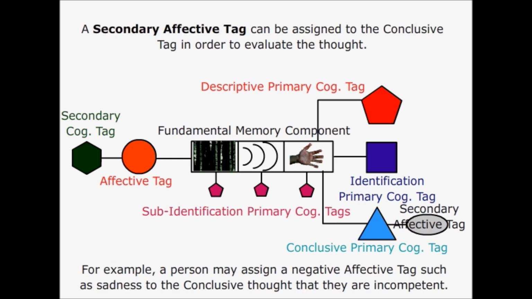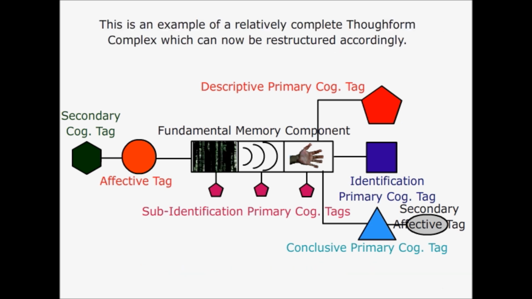A secondary affective tag can be assigned to the conclusive tag in order to evaluate the thought. For example, a person may assign a negative affective tag, such as sadness, to the conclusive thought that they are incompetent. This is an example of a relatively complete thought form complex which can now be restructured accordingly.